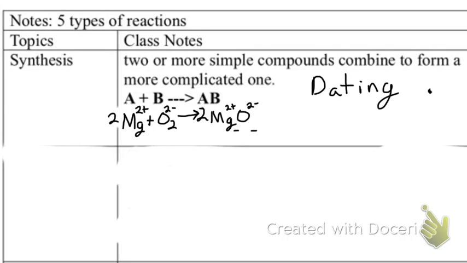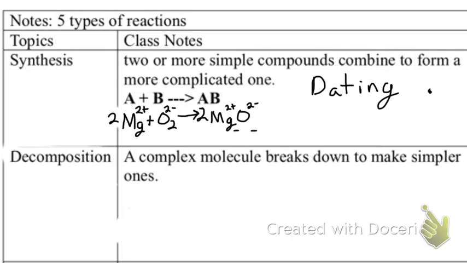The next reaction is a decomposition reaction. A decomposition reaction is where a complex molecule breaks down to make simpler molecules. So, the generic form of that is AB turns into A plus B.